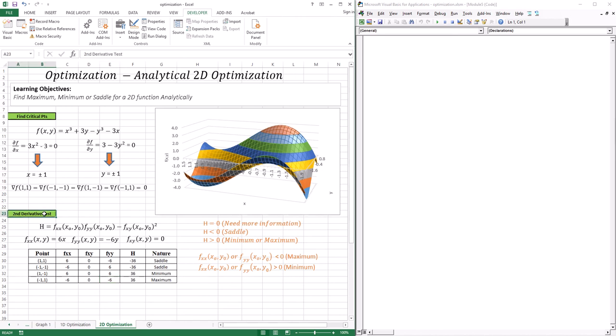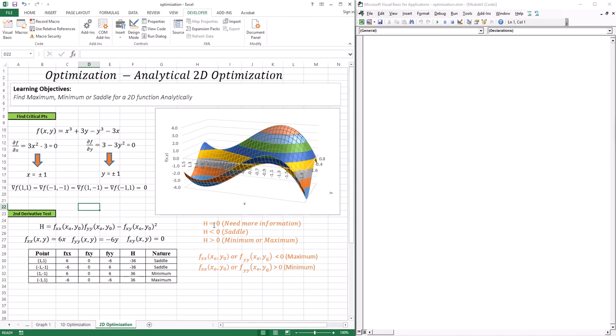The second derivative test is defined in terms of this h, and this h is defined in terms of those 3 second derivatives. This one is the derivative in terms of x, differentiated again in terms of x. This one, the derivative in terms of y, differentiated again in terms of y. And this one, the derivative in terms of x, differentiated in terms of y. And we found that we got those corresponding 6x, -6y, and 0. And h follows this criteria.